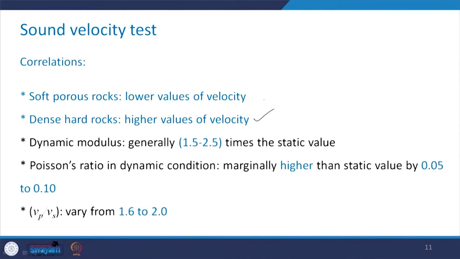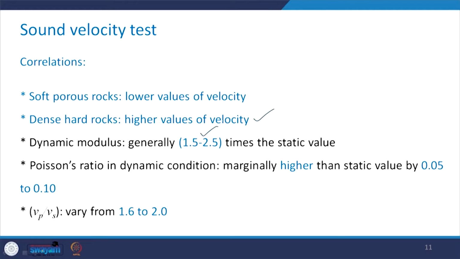One needs to be very careful about this aspect while making use of empirical correlations which are obtained from the regression analysis of the experimental data. As obvious, soft porous rocks will have lower values of velocity and dense hard rocks will have higher value of velocity. One needs to keep in mind that dynamic modulus is generally 1.5 to 2.5 times the static value.